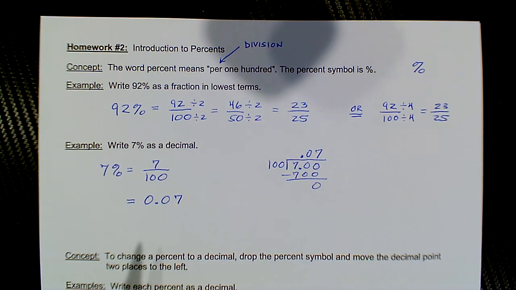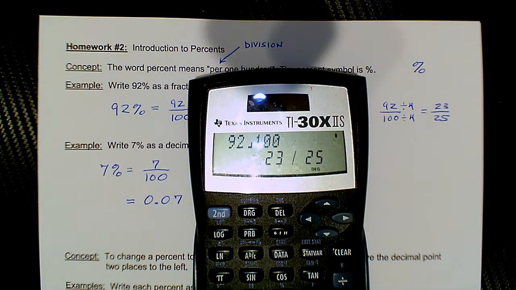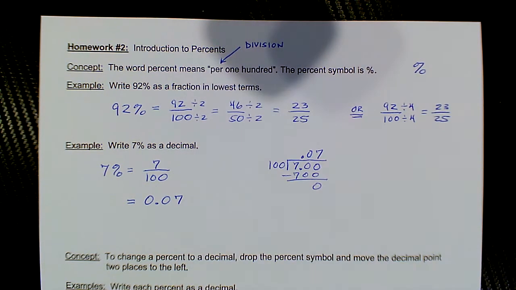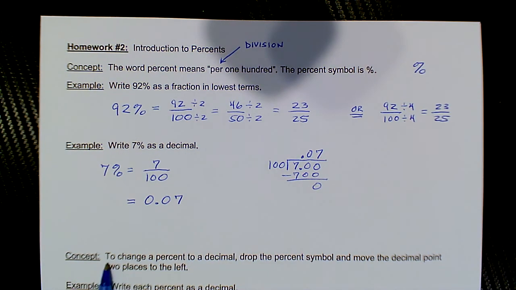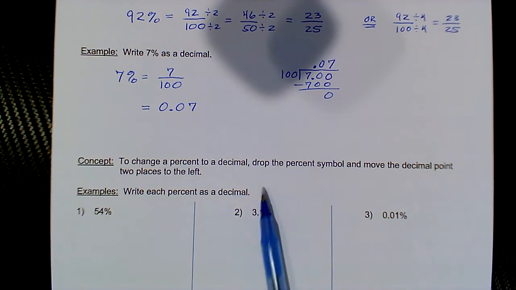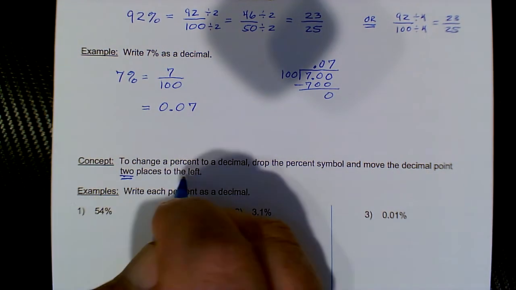And what we can notice about what just happened, and of course if you do this on the calculator, all you're doing is division. So just to show that quickly, 7 divided by 100, of course. You can do that on your calculator if you really need to. But one thing that we can notice about what just happened when changing a percentage to a decimal is this concept here. We basically drop the percent symbol and we move the decimal point 2 places to the left.